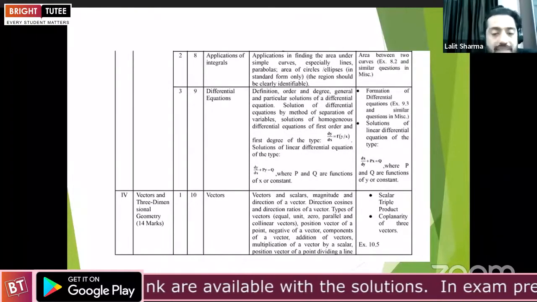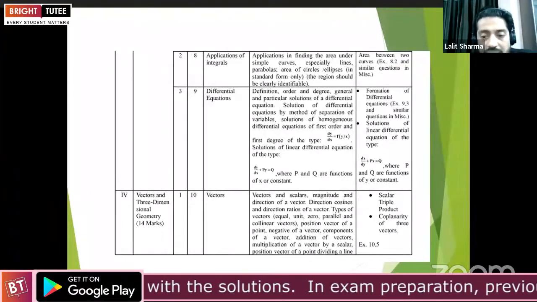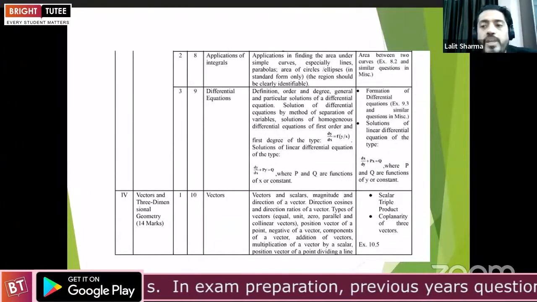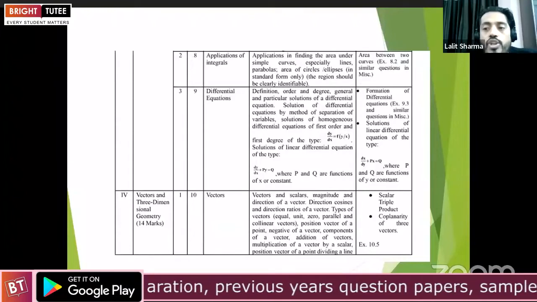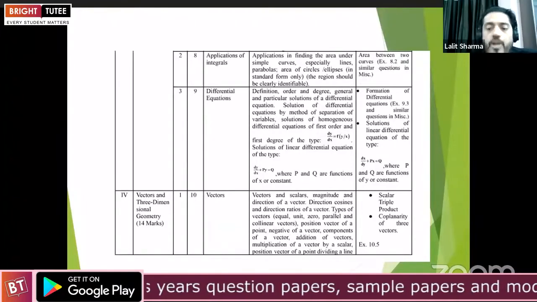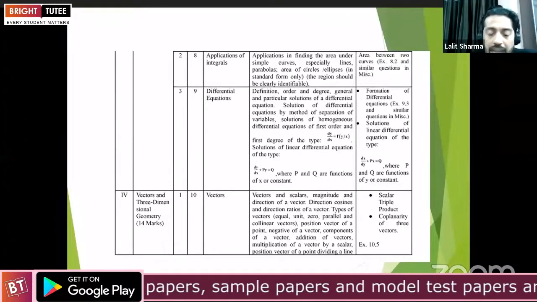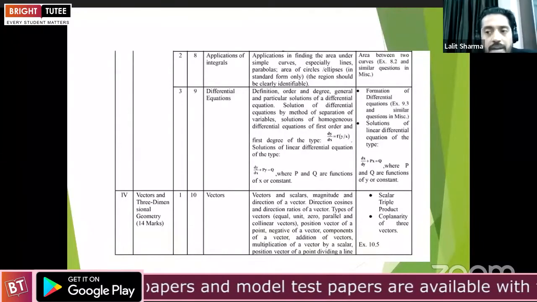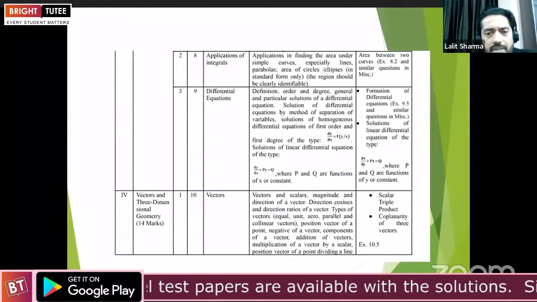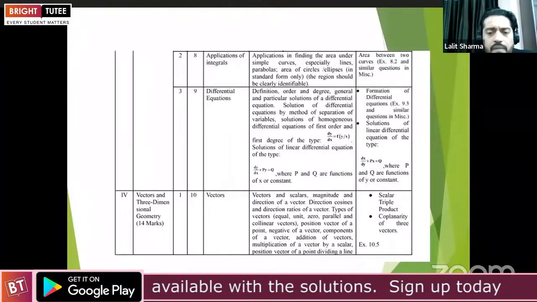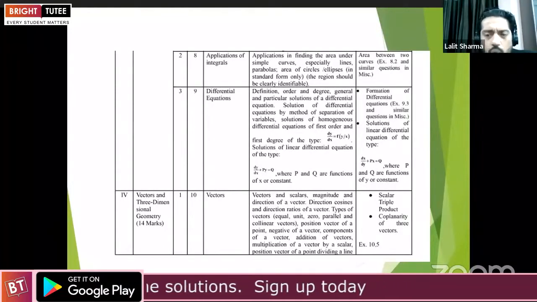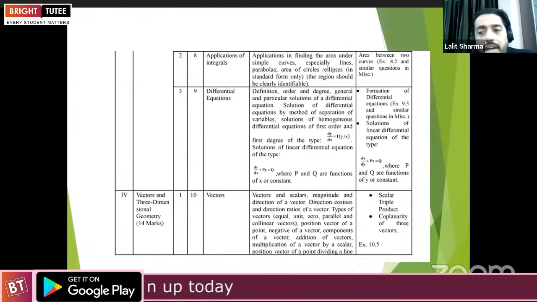Okay, so this is all about vector. I hope it is clear to everyone that we have to leave the scalar triple product and the questions related to scalar triple product, such as coplanarity etc. And we have to cover the basic first part, in which addition, subtraction, magnitude, and types of vector, unit vector, parallel vector, collinear vector, and then dot product and cross product.